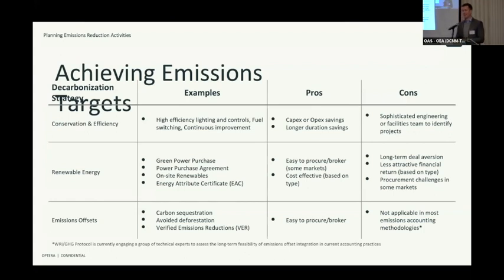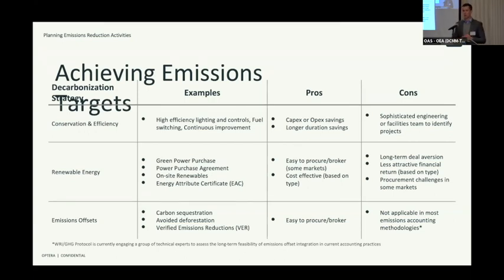Renewable energy has a lot of different flavors. I've put a few of those here on the slide. The most, I guess, easily accessed one is going to be this bottom one, energy attribute certificates. Sometimes folks call them RECs, renewable energy credits. That is a North American term, and so that's what we use as the shorthand there. But across the globe, energy attribute certificates is the umbrella for all of that.